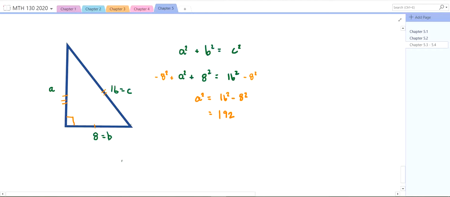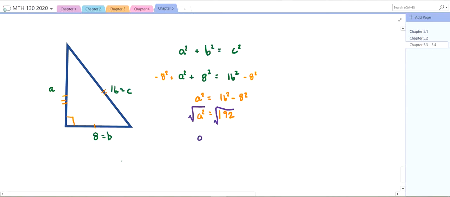Excuse me. Well, it can't be 192 because this side is the longest side and it's only 16. So that's one way you can determine you made a mistake if you think it's 192 for A. But this is a squared. So what do we have to do? We have to take the square root of both sides, and we're only looking at the positive root.